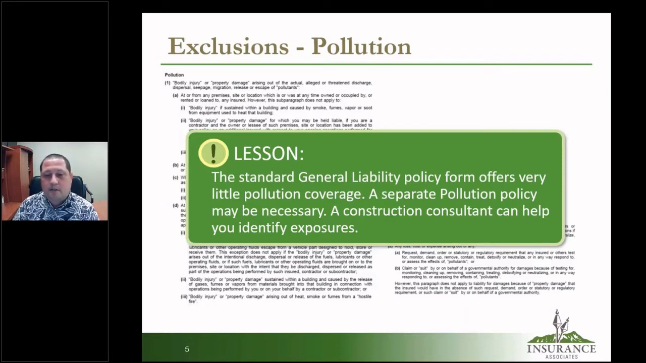This is a standard ISO language for the pollution exclusion, and it's 675 words used to say there's not much coverage for bodily injury or property damage arising out of a pollutant, with some exceptions for building heating equipment, fuels and lubricants in mobile equipment, and hostile fire.